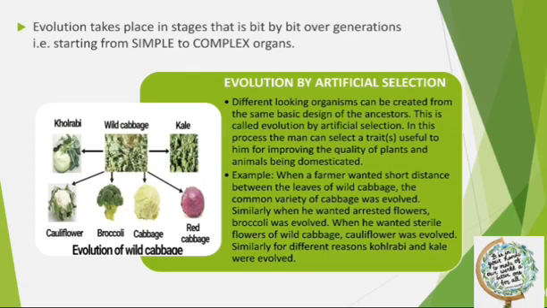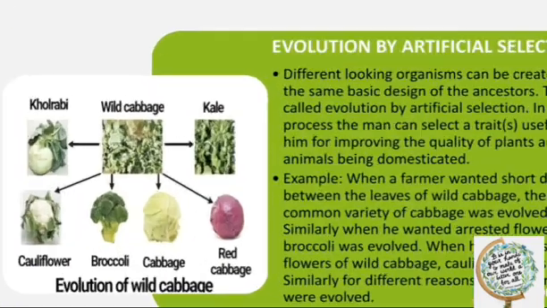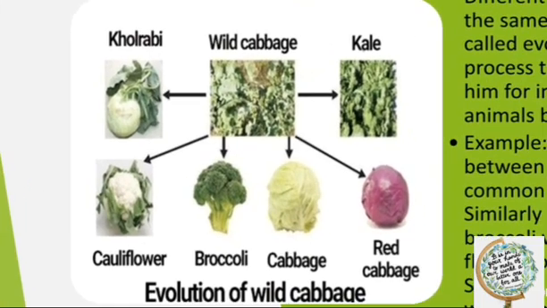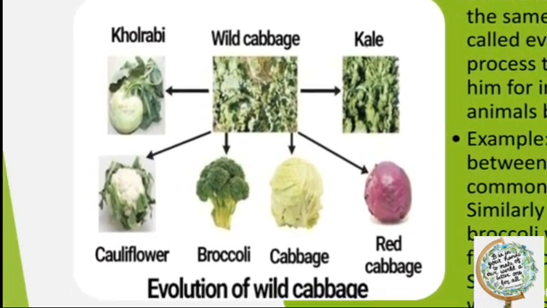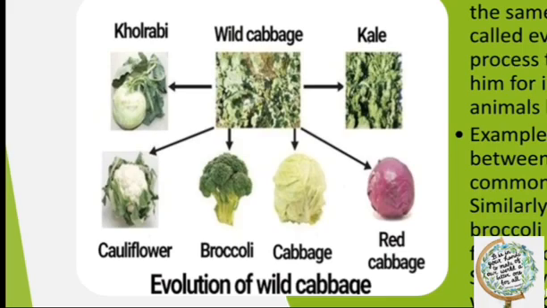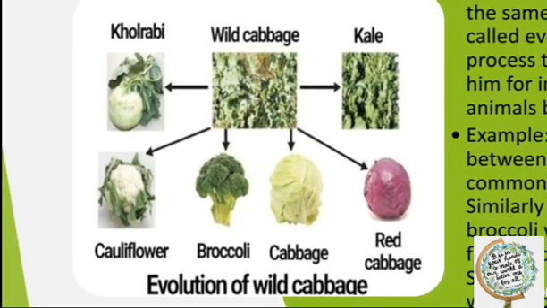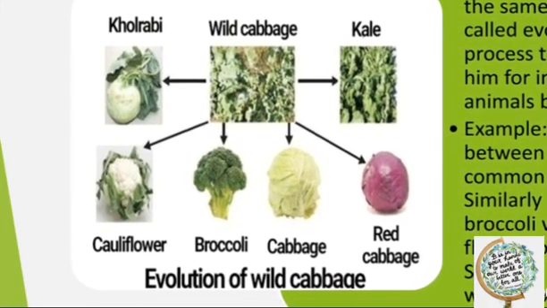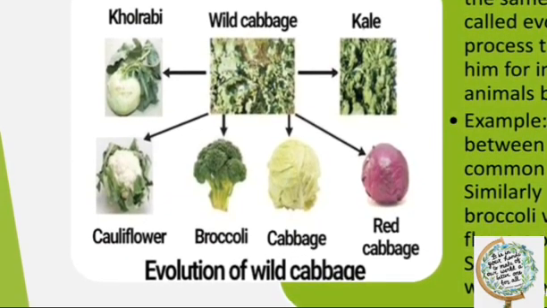The farmers have been cultivating wild cabbage as a food plant for thousands of years and by artificial selection, they have generated a variety of species like cabbage, red cabbage, broccoli, cauliflower, kohlrabi and kale. It was as per the requirements of the farmers or consumers that such species were artificially made, like less space between the leaves led to the evolution of cabbage.